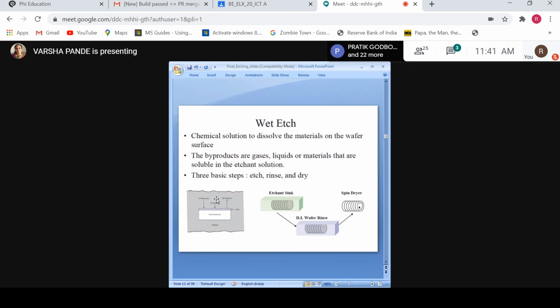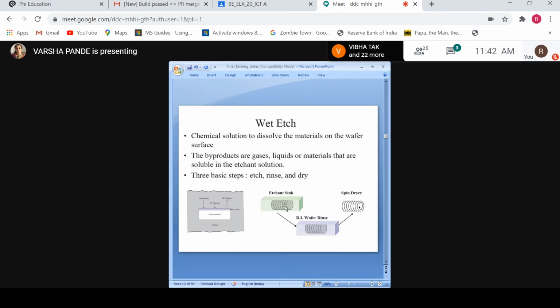You can see here the substrate which is placed in the wet etchant solution, or you can see within the tank simultaneously so many wafers are placed. This is called an etchant sink, and within the sink so many wafers are placed simultaneously. Then a chemical solution, which is an etchant solution, is used to dissolve the material on the wafer surface. The byproducts are gaseous, liquids, or materials that are soluble in the etchant solution as well as soluble in the water. The second step is that just rinse it in the distilled water.